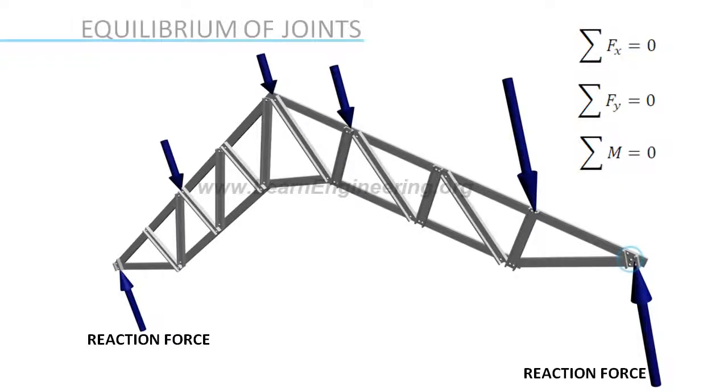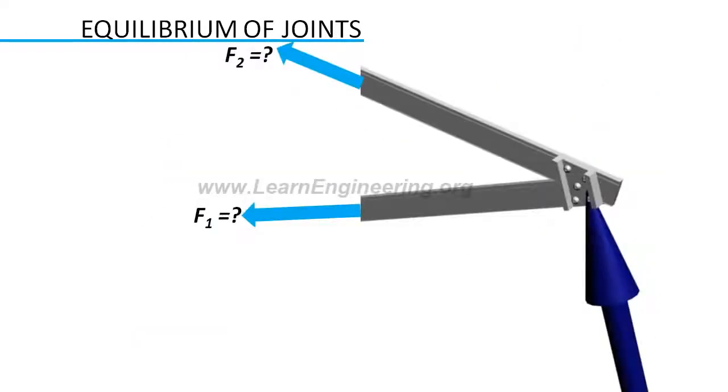Consider a joint where there are not more than two members in which forces are unknown, two unknowns because we have only got two equations of equilibrium to solve them. The joint is in equilibrium in the x direction and in the y direction, so we can solve for both unknown forces. Please note that we cannot use equilibrium of moment at a joint because the moment produced by member forces in a joint is 0, since all forces are passing through the same point.